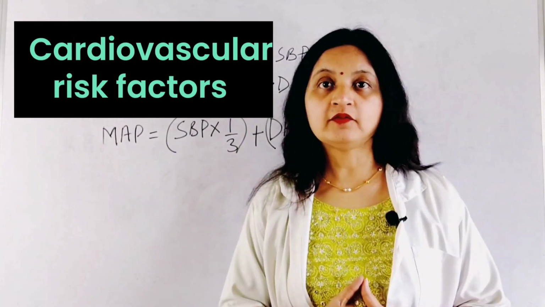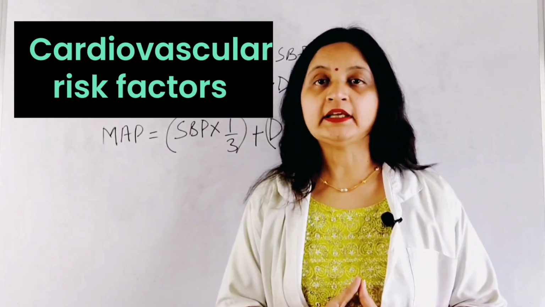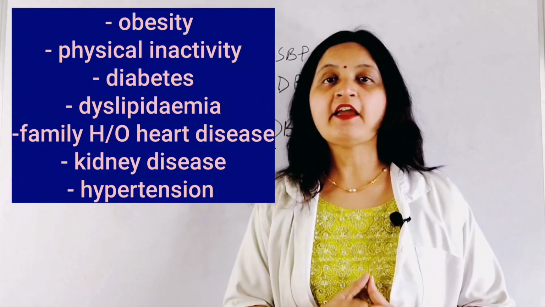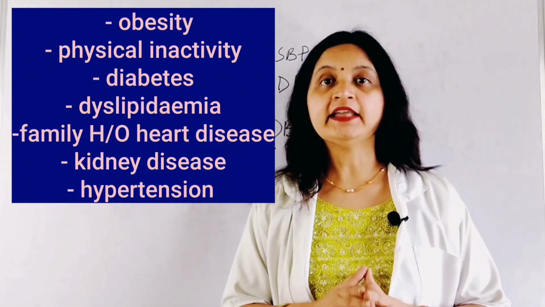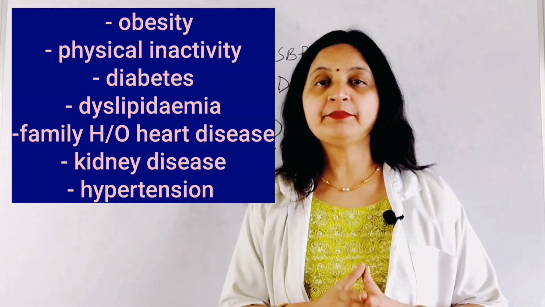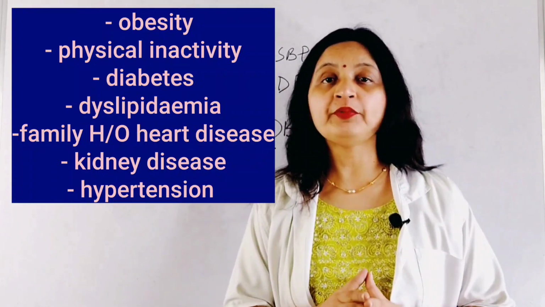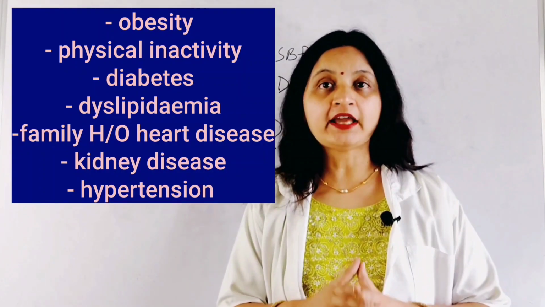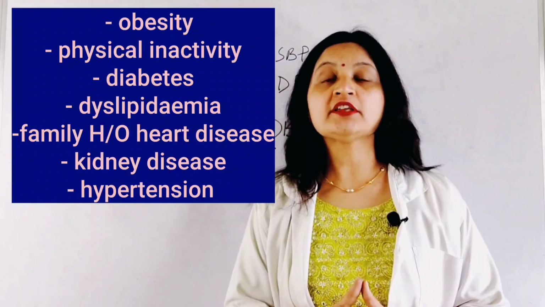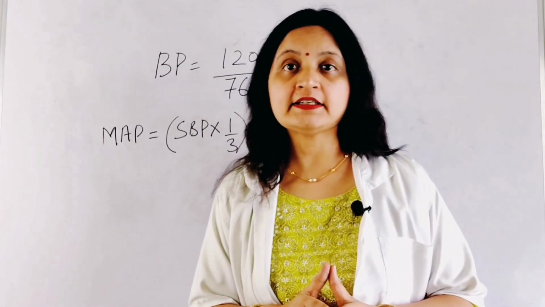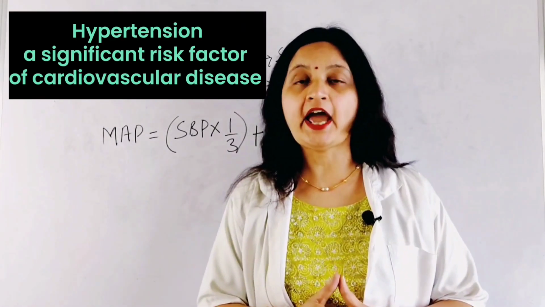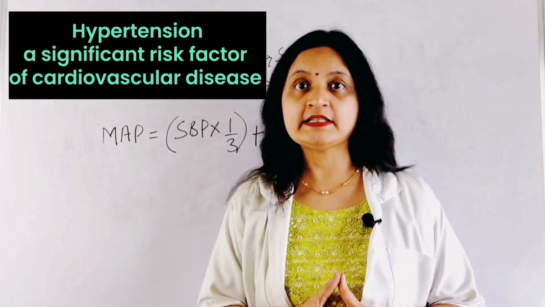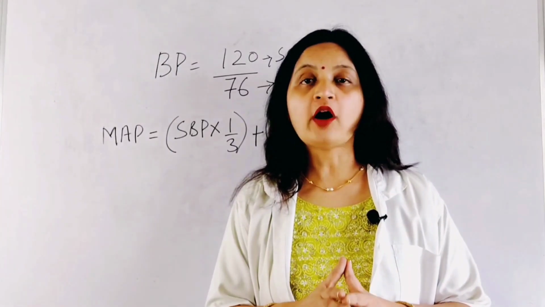Cardiovascular disease is one of the leading causes of death globally. Some of the major cardiovascular risk factors include obesity, physical inactivity, diabetes mellitus, dyslipidemia, family history of premature atherosclerotic disease, kidney disease and hypertension. So hypertension is one of the significant risk factors that causes increased mortality and morbidity, and this results from damage to the blood vessels resulting in end organ damage.